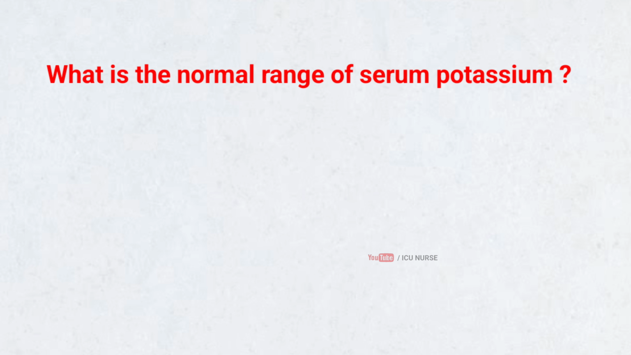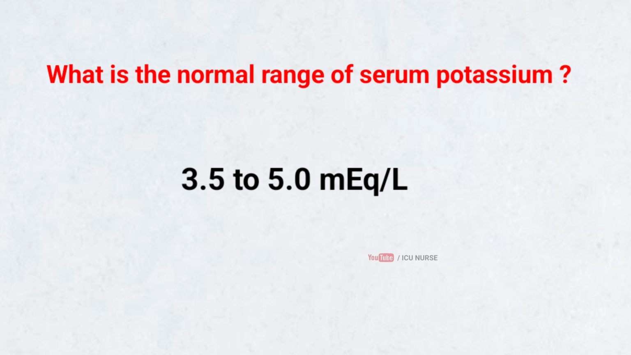What is the normal range of serum potassium? 3.5 to 5.0 milliequivalents per liter.